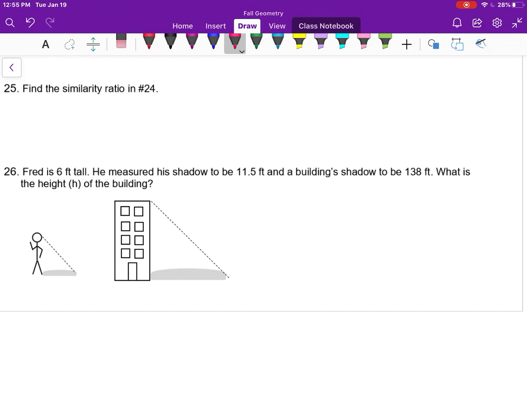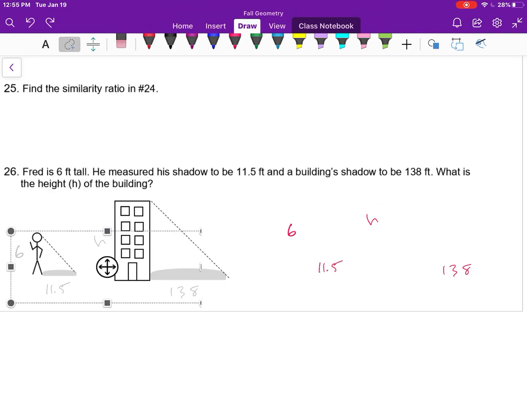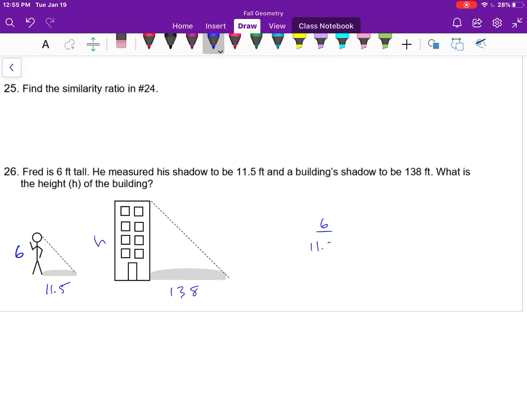So Fred is 6 feet tall. I'm going to just label what I know. He measured his shadow to be 11.5 feet. So you have 11.5 feet. The building shadow is 138, and so what is the height? It's going to be h. If you look at this problem and know what's going on, this kind of looks like your proportion already. So you have 6 over 11.5 is equal to h over 138. You can use x too. It doesn't matter as long as you have a variable there.